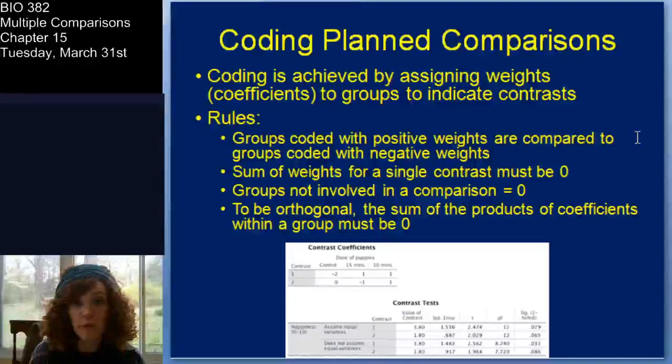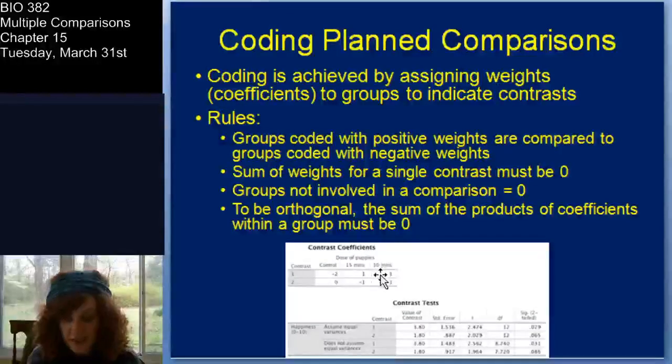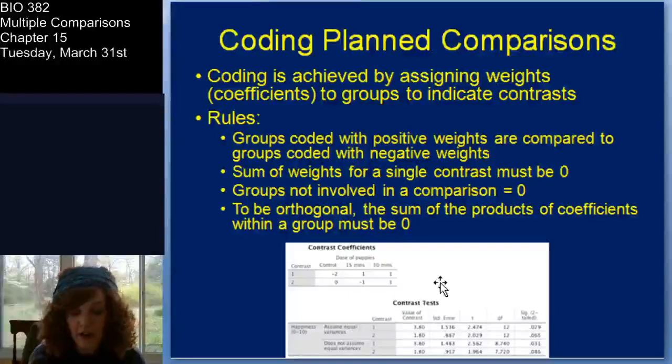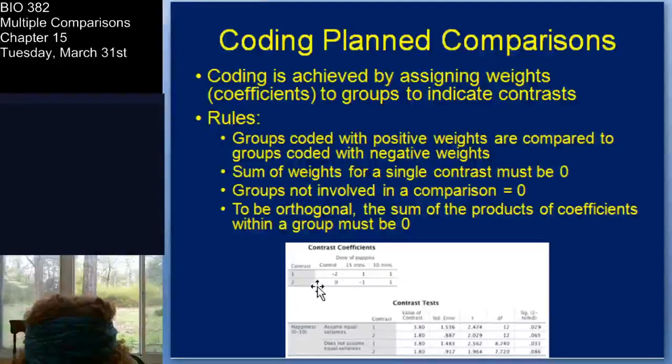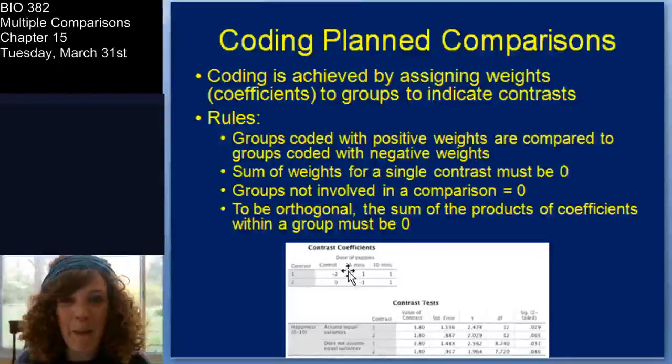Okay, so here are the rules. First, and here is a nice little example. Okay, so here is the table where they have checked the contrasts. Okay, so this is dose of puppies.